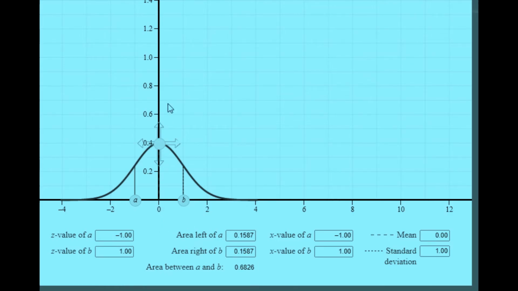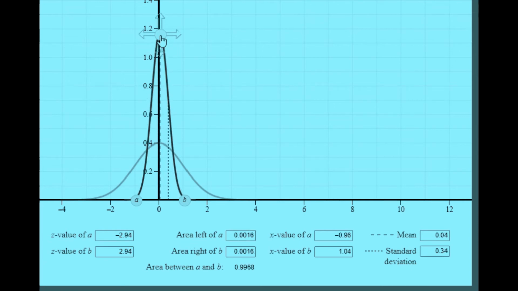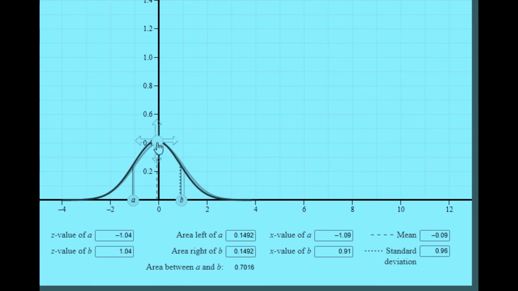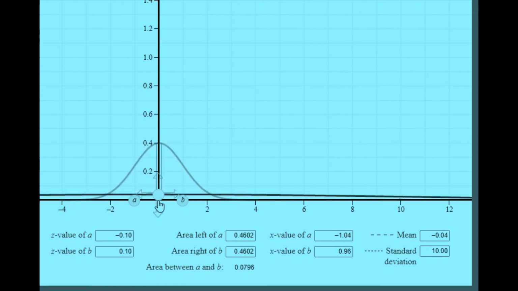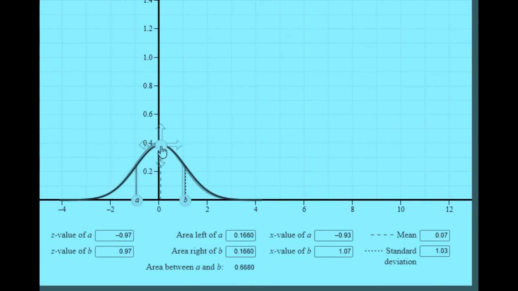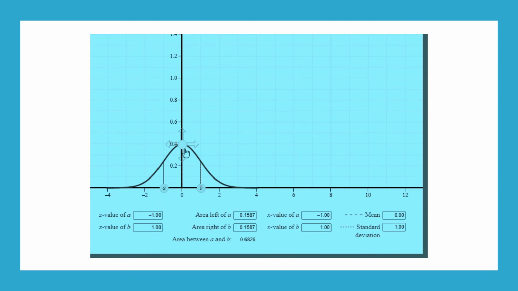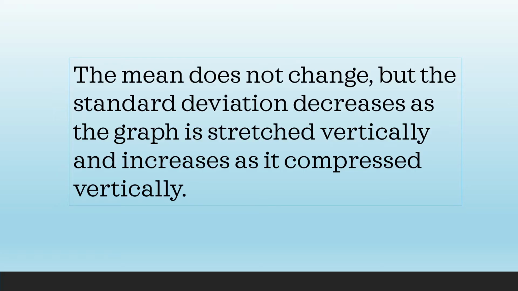Moving this apex vertically stretches the curve so that it reaches higher but becomes thinner. This transformation changes the shape of the curve and the shape of the area underneath the curve. The mean does not change as the graph is stretched vertically, because the horizontal position of the apex identifies the mean of the density curve. The standard deviation does change because the spread of the curve is changed. As the apex is moved up, the curve becomes thinner and the standard deviation becomes smaller. So the mean does not change, but the standard deviation decreases as the graph is stretched vertically and increases as it is compressed vertically.